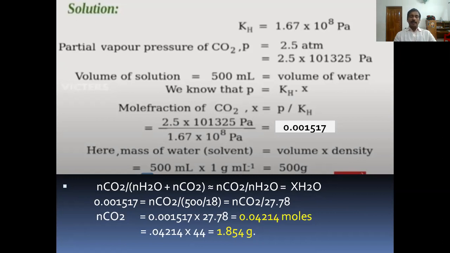That is the quantity of carbon dioxide dissolved per 500 ml, 0.04214 moles. Or we can convert it into grams, number of moles into molecular mass. That will give the mass. So 0.04214 into 44 is equal to 1.854 gram.